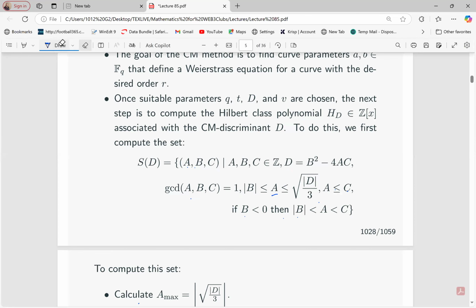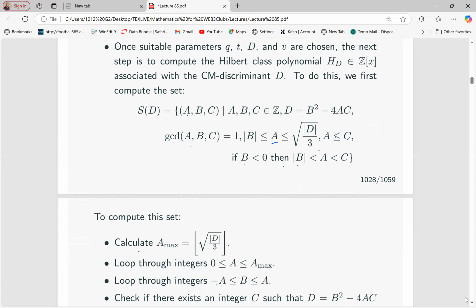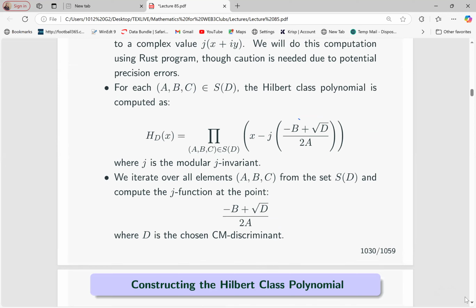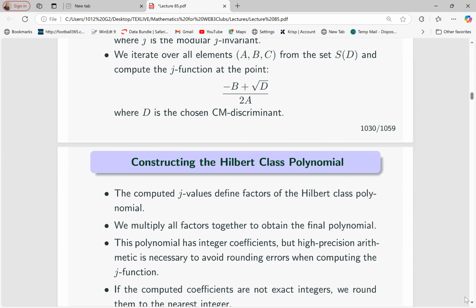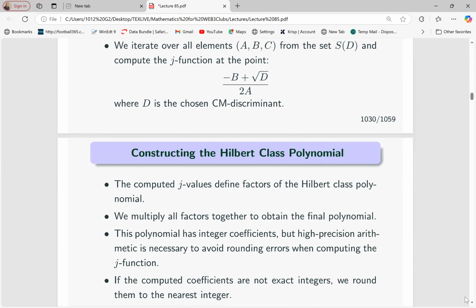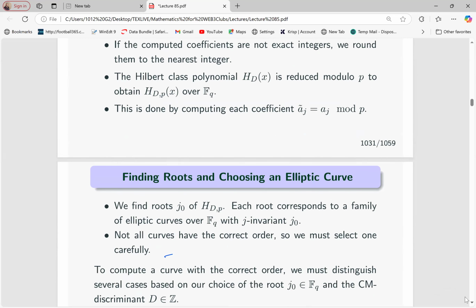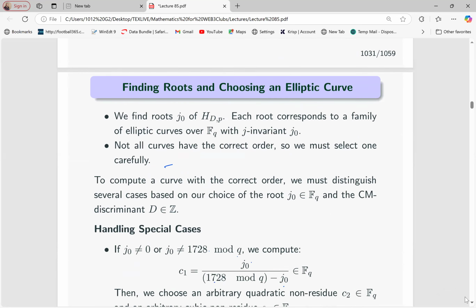So far we have Q. So far we have D. We have T, and we have P. So we now want to find A, B, C. And A, B, C are the ones we'll now be using to calculate the J invariant.